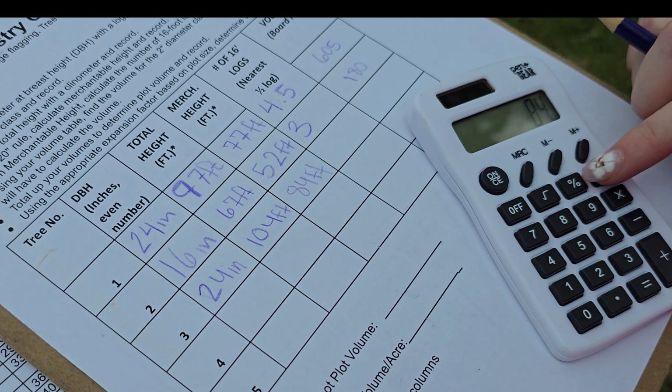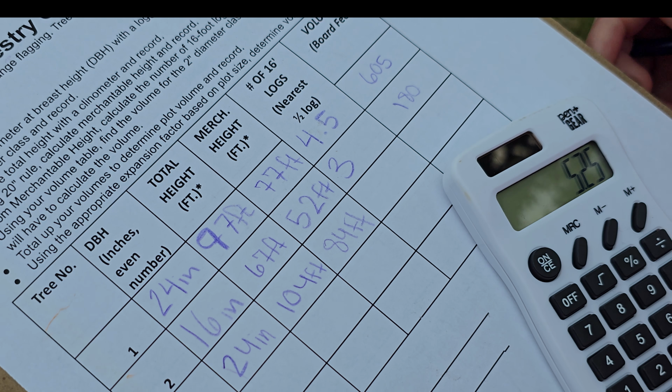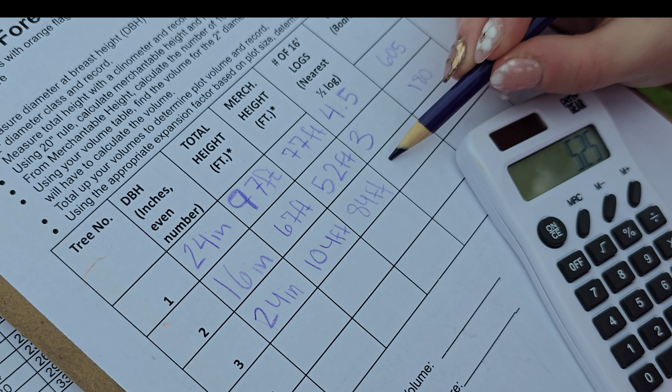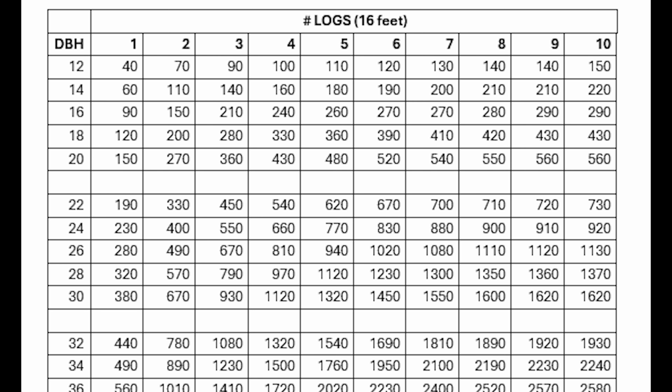Next, divide that 84 by 16 to get 5 logs. Now that we know the tree has 5 logs and a 24-inch diameter, we can use a volume table to determine the actual board feet in the tree. What we're looking at here is called a Scribner decimal C volume table.